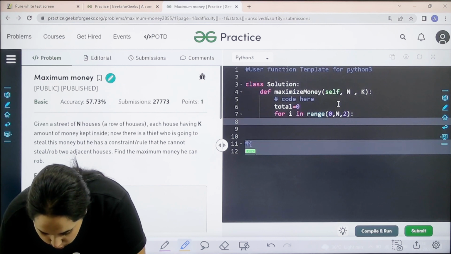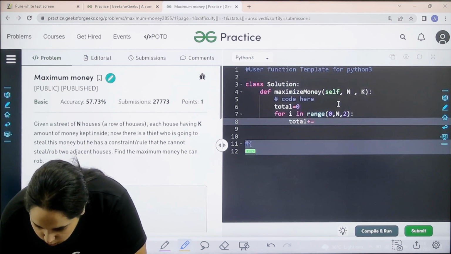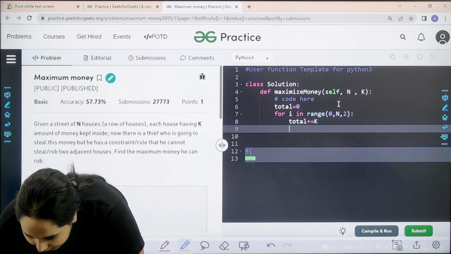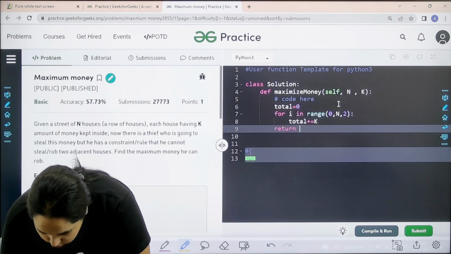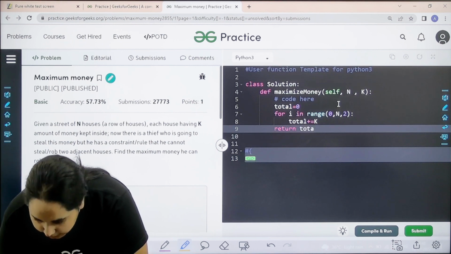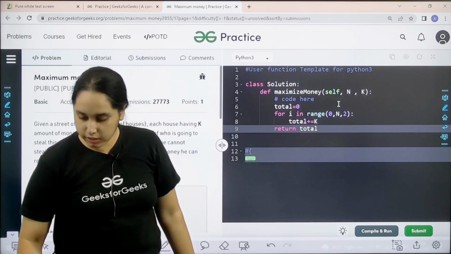Over here, total plus equal to what? k, the amount that is stored in the house. Now in the final part, I can just return the value of total, because it has the result. Now I need to check if the solution is correct or not, so I will click on compile and run.